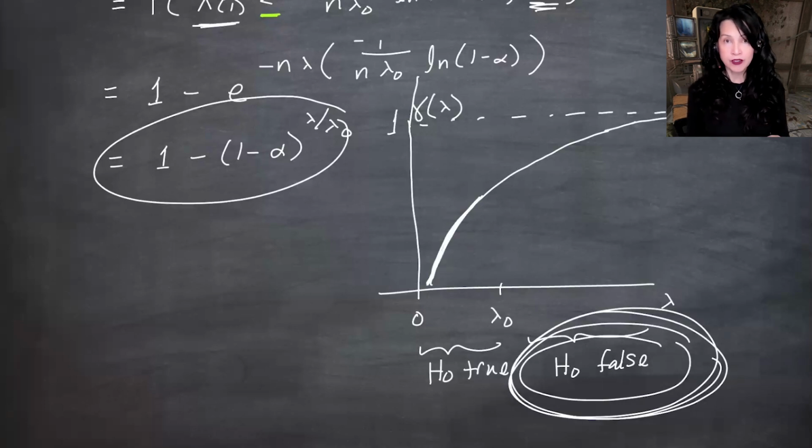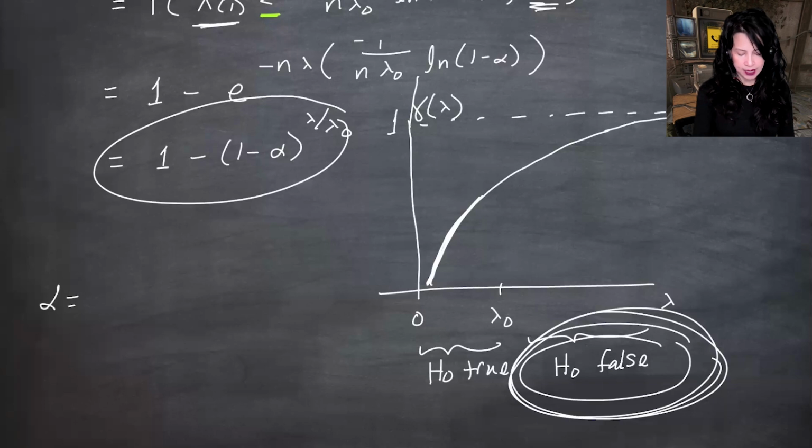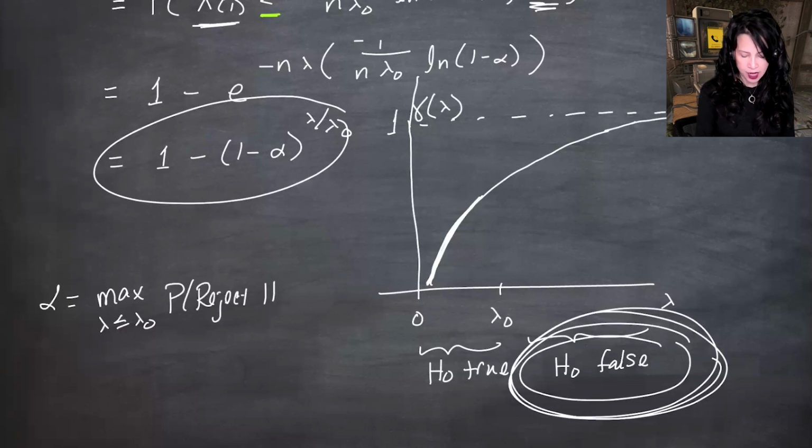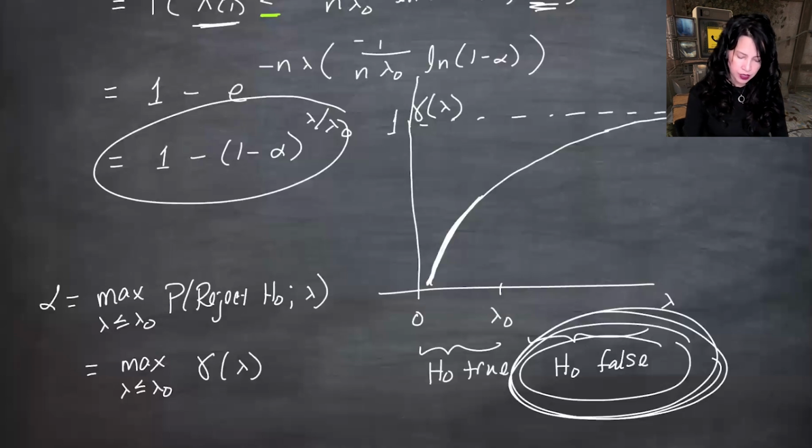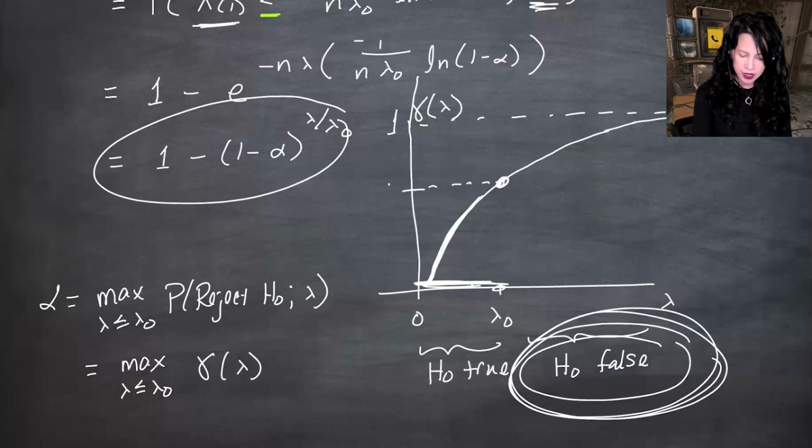Where is alpha on this graph? Alpha is the maximum over all lambda less than or equal to lambda naught of the probability you reject the null hypothesis when it's true, but I'm not writing the null hypothesis parameters here. That's taken care of over here. So this should be the maximum over all lambda less than or equal to lambda naught of the power function, which is maximizing this function that I've sketched over this region, and that is right here. So the scale is probably way off here, but this is where alpha is.